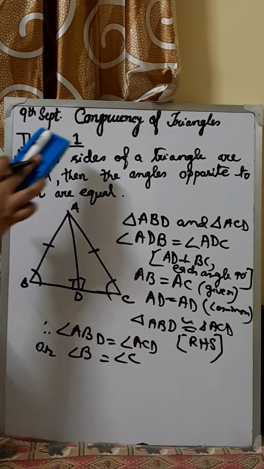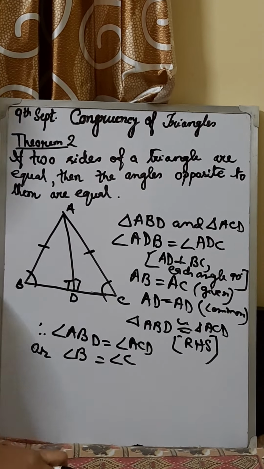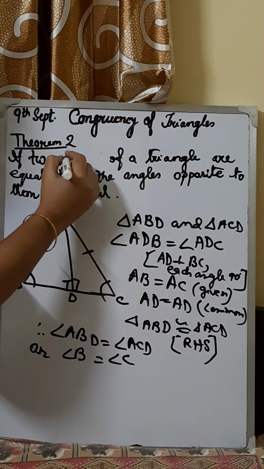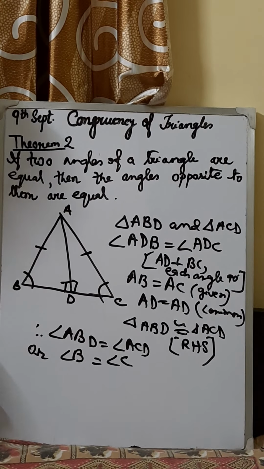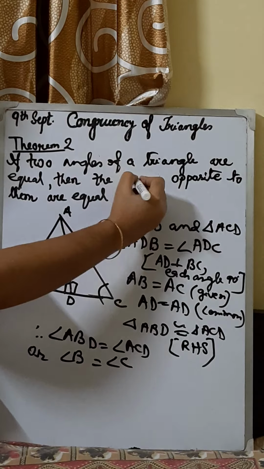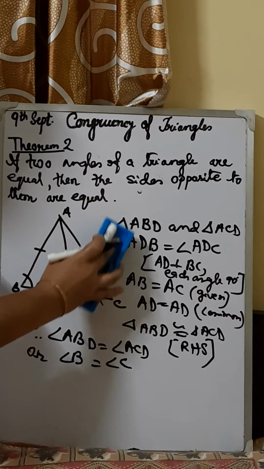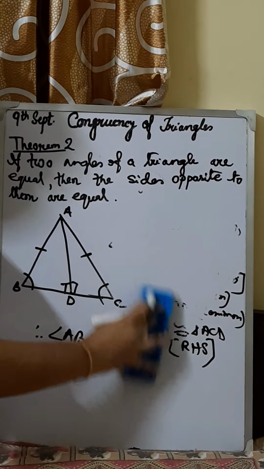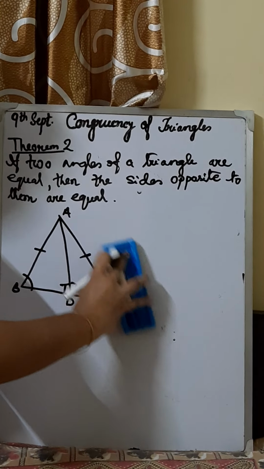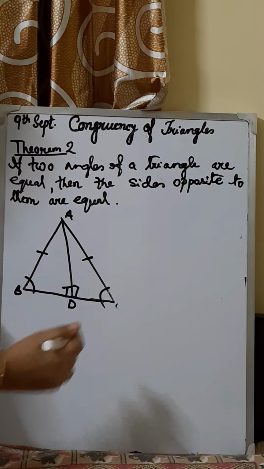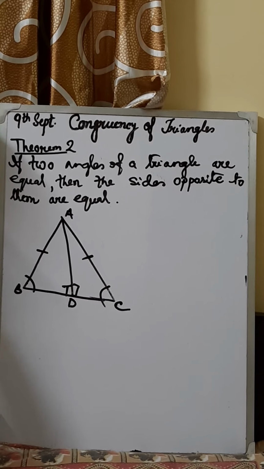Now the next theorem, theorem 2. If two angles of a triangle are equal, then the sides opposite to them are equal. So now, what is the proof? First, in a similar way, draw the triangle. As in the previous one, draw the triangle ABC and construct AD on BC.